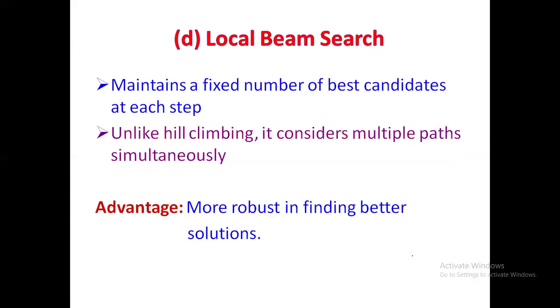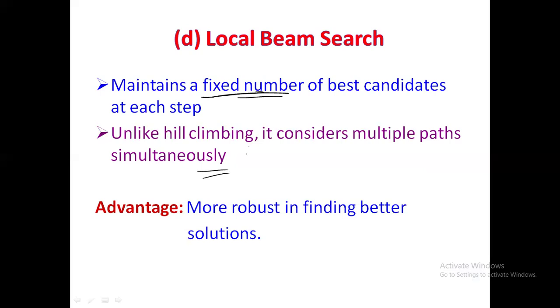Next type is local beam search. We will see the beam search explanation. Beam search is an optimization and search algorithm that maintains a fixed number of best candidates at each step instead of working with a single solution like hill climbing. At every iteration, it evaluates multiple possible solutions and retains only the most promising ones, effectively narrowing the search space while ensuring diverse potential solutions are explored.